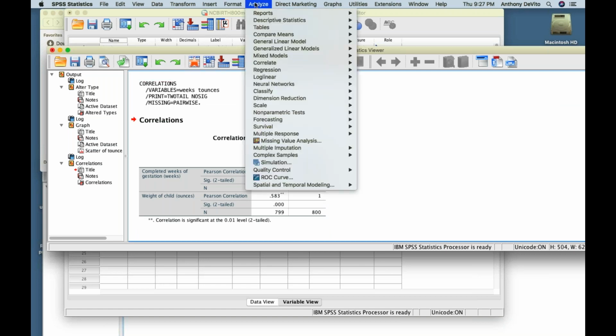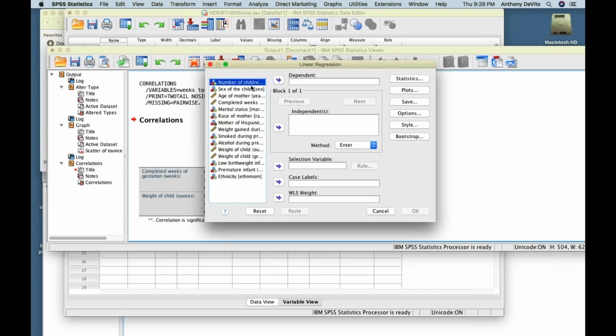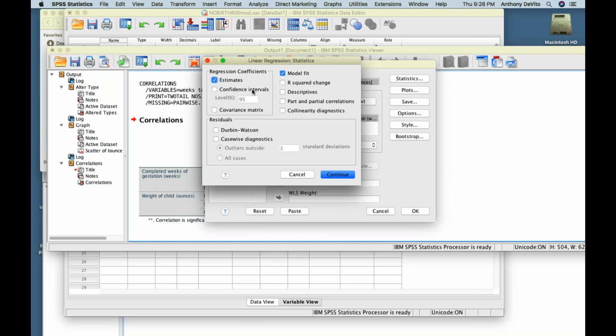I'm going to go to Analyze. I'm going to go past correlation to regression. Okay. Now, the type of regression that we're working on here is linear regression. We're assuming that the association between these two values is represented by a straight line, a linear relationship. So I'm going to click linear. And now I have to define, I can't just throw either one in. I have to define which is the independent, which is the dependent. So we decided that the weeks of gestation is the independent variable, and the weight of the child in ounces is the dependent variable.